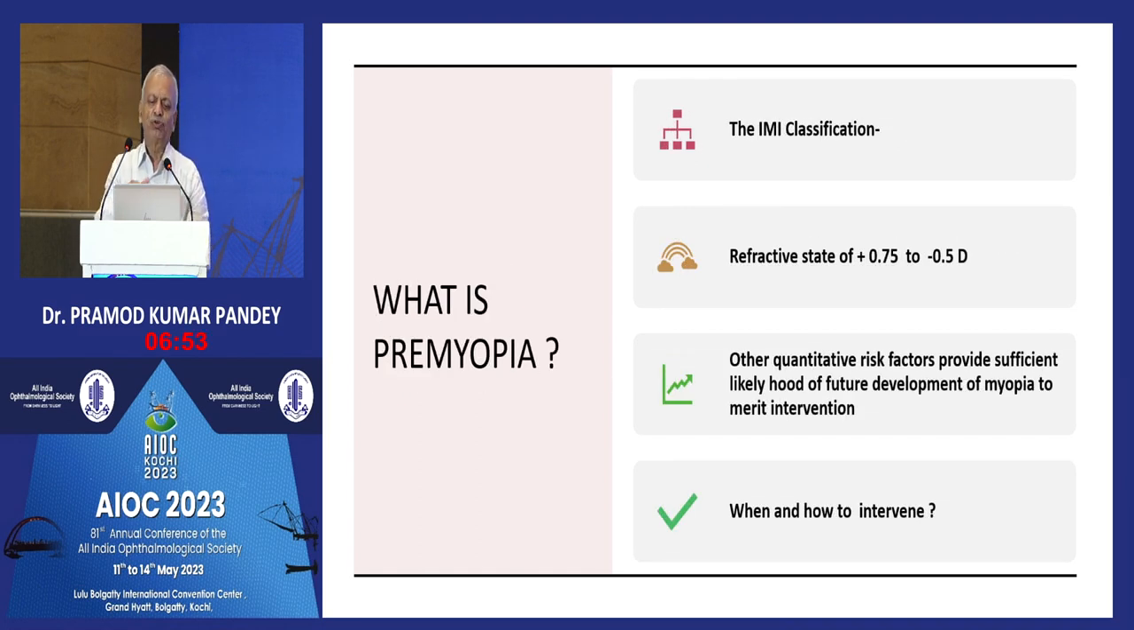Now, pre-myopia leads to myopia, and emmetropization is involved. The IMI classifies pre-myopia as a refractive state of plus 0.75 to minus 0.5, with other risk factors of sufficient likelihood that can give rise to future development of myopia, like close work, less outdoor activity, and if there are parents who are myopic. When to intervene in these cases is an important matter.